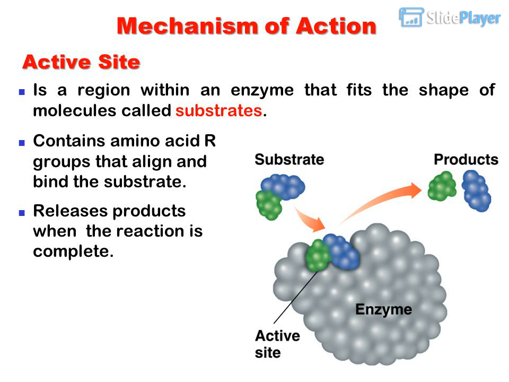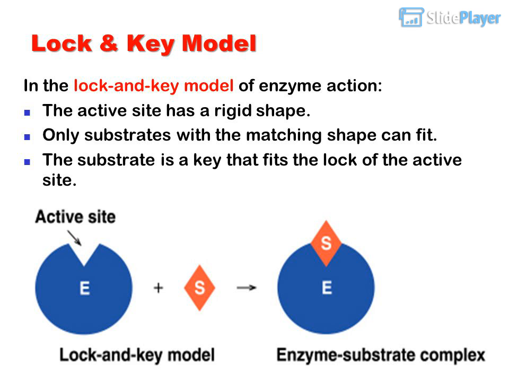Mechanism of action: the active site is a region within an enzyme that fits the shape of molecules called substrates. It contains amino acid R groups that align and bind the substrate, and releases products when the reaction is complete. Lock and key model: in the lock and key model of enzyme action, the active site has a rigid shape. Only substrates with the matching shape can fit. The substrate is a key that fits the lock of the active site.